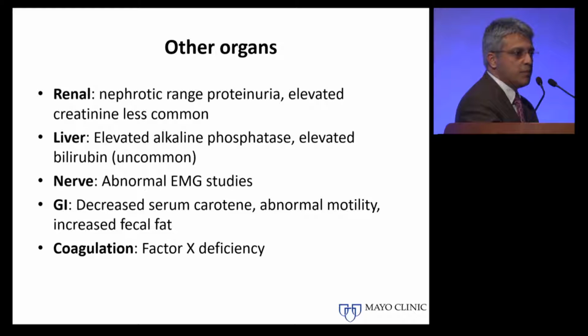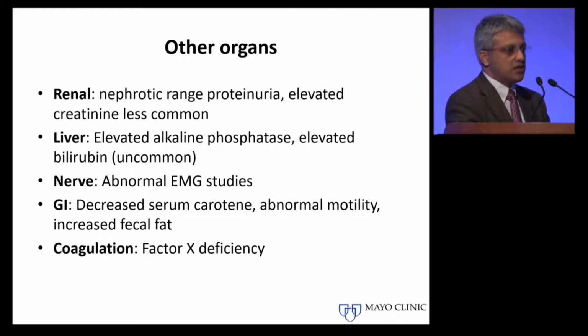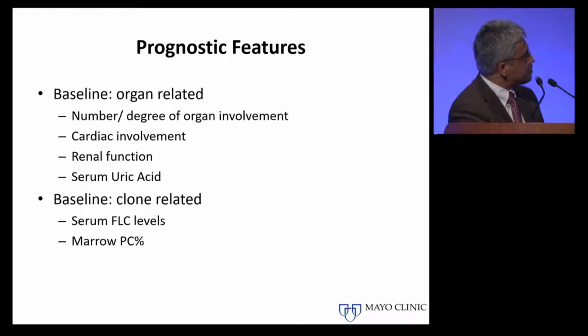Patients can present with bilateral symmetrical peripheral neuropathy. Motor neuropathy is again less common. It mostly tends to be sensory. GI involvement predominantly, again, slow gastric emptying, diarrhea, malabsorption are the common symptoms. And patients can have coagulation abnormality, in particular factor 10 deficiency, because it often tends to get absorbed by the amyloid fibrils, especially in the spleen.